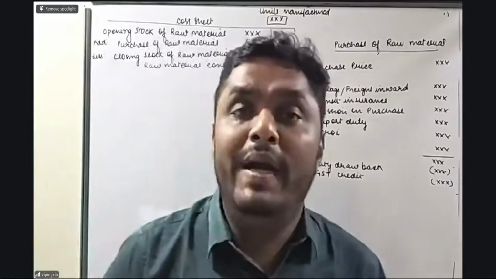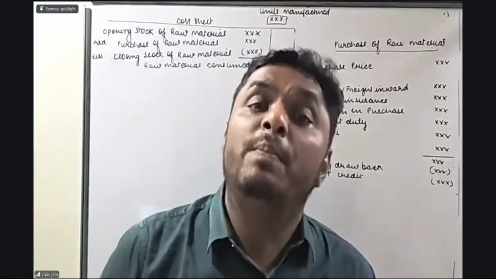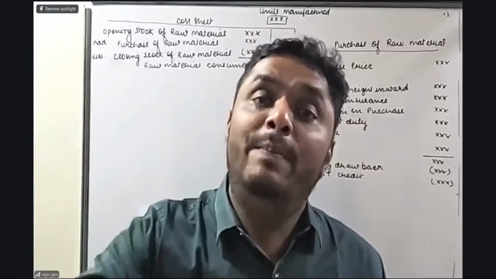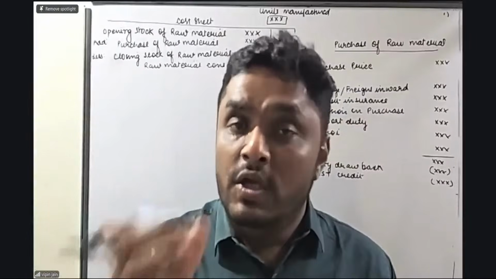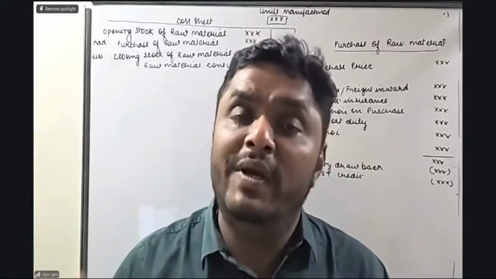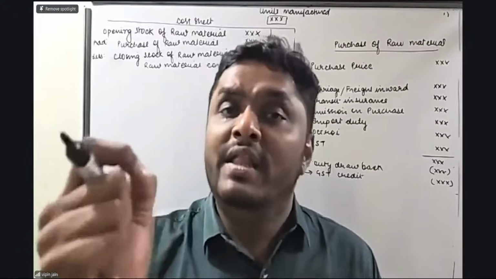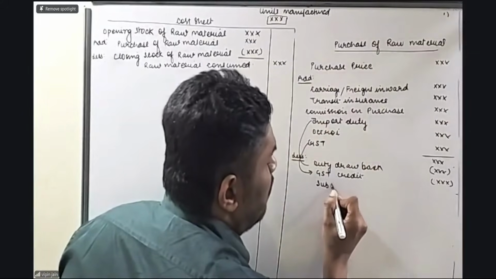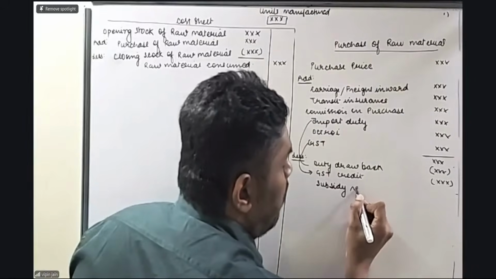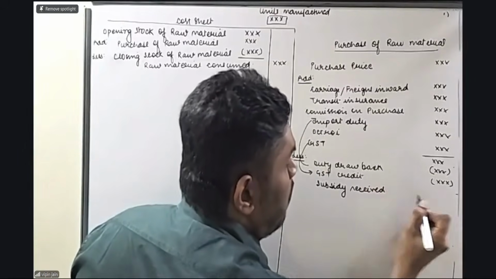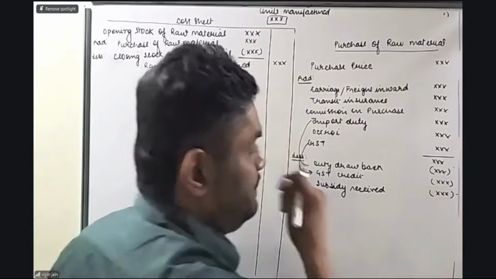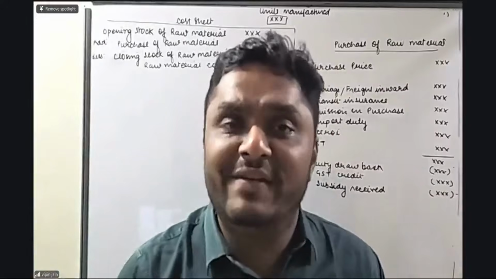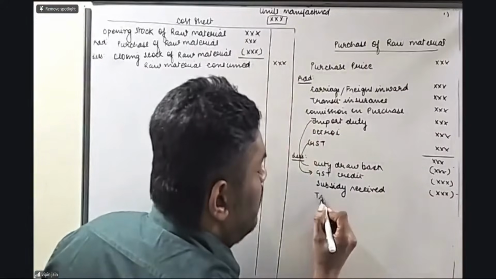Now, if government is giving you any sort of subsidy on purchase of raw material, government says that you purchase this material, I am there for you. I'll pay you the 20% of the price of raw material. So whatever the subsidy that is given by the government for purchase or procurement of raw material, that will also be deducted from the cost of material. Apart from this, maybe if any trade discount is given, it will also be deducted.